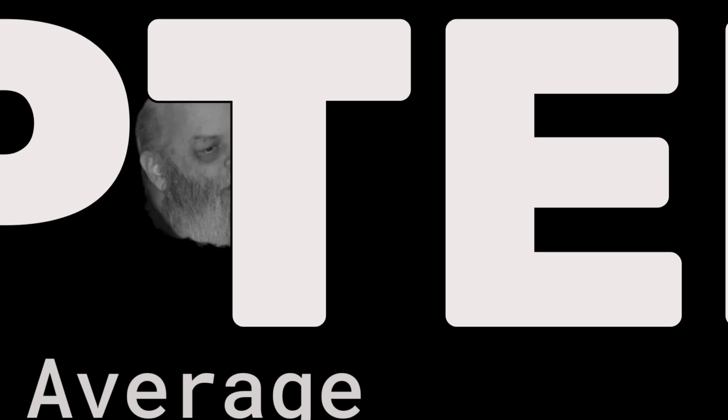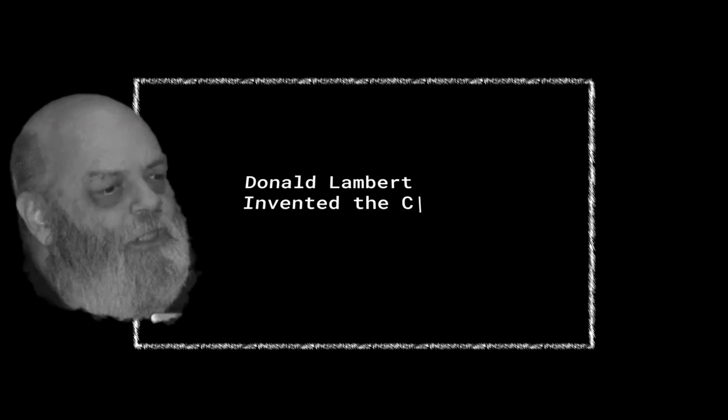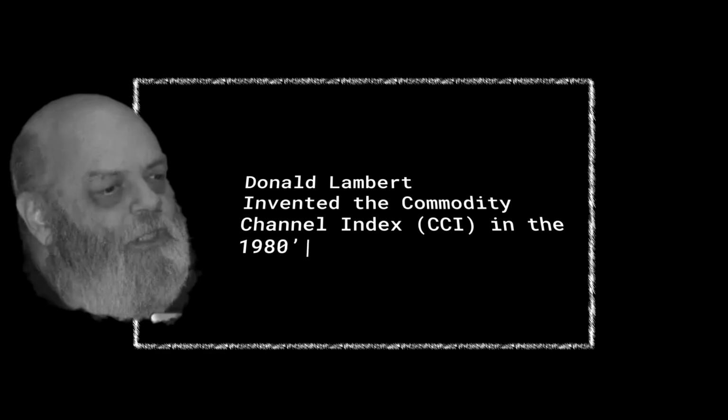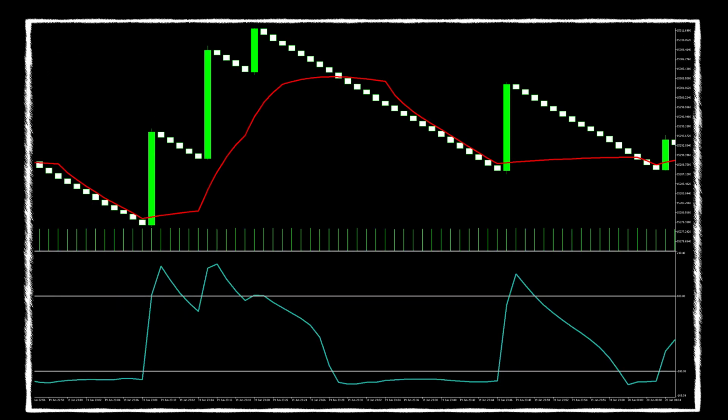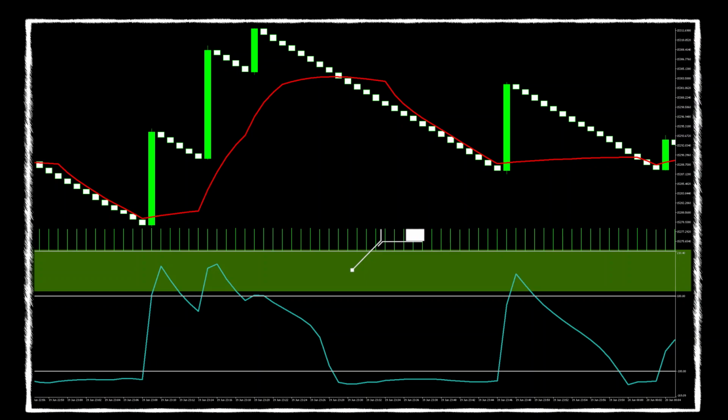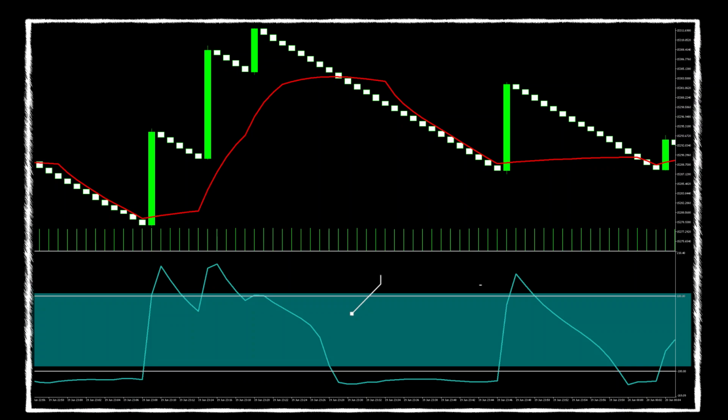Donald Lambert introduced the CCI indicator in 1980. It is used to detect divergence from price with overbought and oversold conditions. The CCI oscillates above and below a zero line. Oscillations between 100 and -100 are considered normal levels. Readings above 100 imply overbought conditions, while readings below -100 imply oversold conditions.